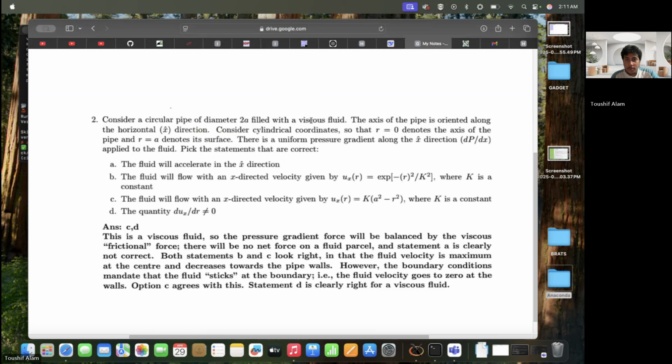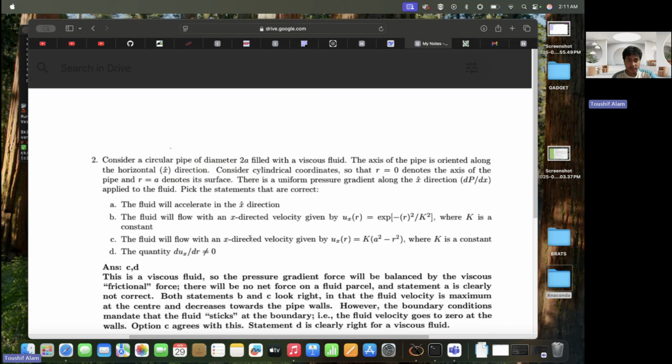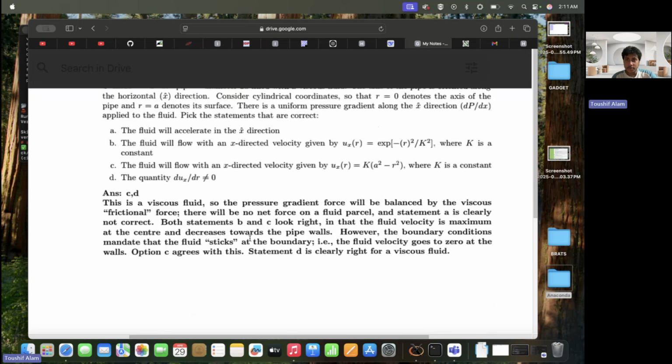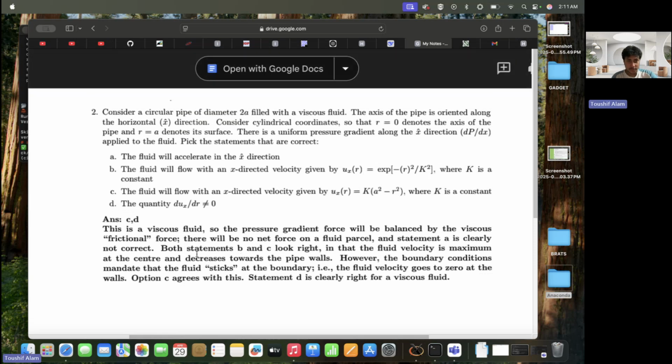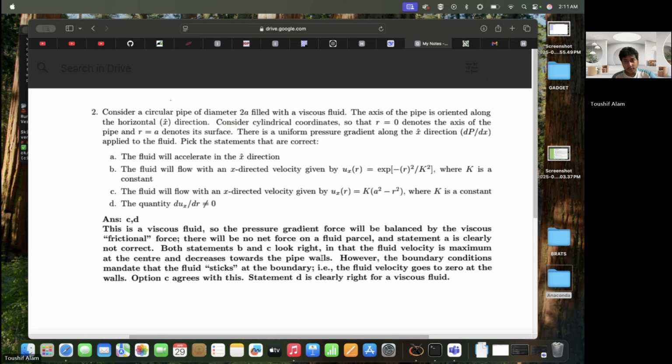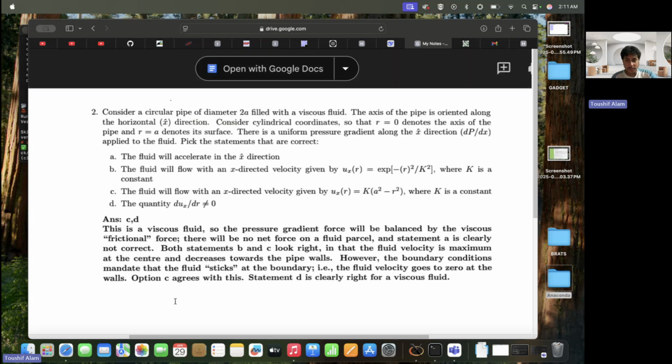And the fluid is viscous, right? So the pressure gradient force will be balanced by the viscous frictional force. There will be no net force on a fluid parcel. Statement A is clearly not correct. Both the statements B and C look right in that the fluid velocity is maximum at the center and decreases towards the pipe walls. However, the boundary conditions mandate that the fluid sticks at the boundary. So the fluid velocity goes to 0 at the walls. Option C agrees with this.